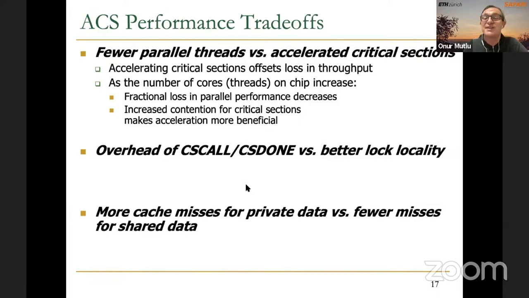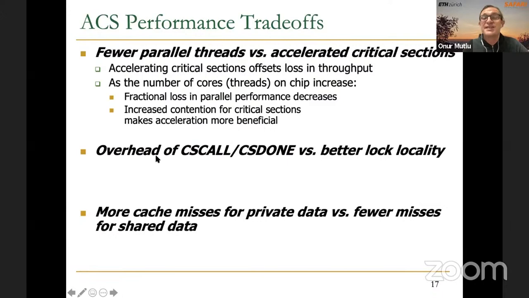And also, you can play tricks like using multi-threading in the large core. But of course, that reduces the acceleration in the critical sections potentially. I'm not going to get into that right now, but we will cover that in a later work. And also, as the number of cores or threads on chip increases, there's increased contention for critical sections, which makes acceleration more beneficial as well, which is interesting. Basically, this problem becomes more important as your contention for locks increases. Okay, so that's the first trade-off.